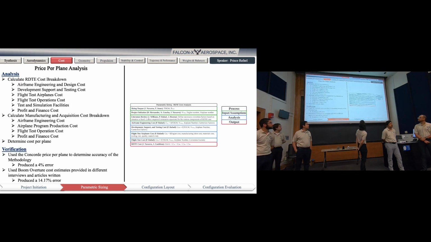Next slide, please. Doing this, you can see over here, we were able to verify this using both Concorde and Boom Overture's price based off of their different interviews. Next slide, please.